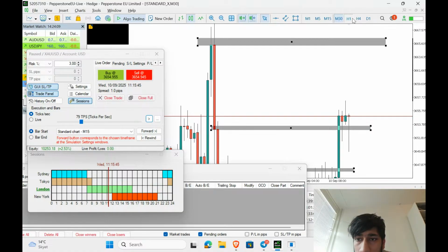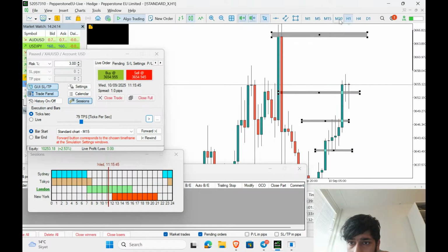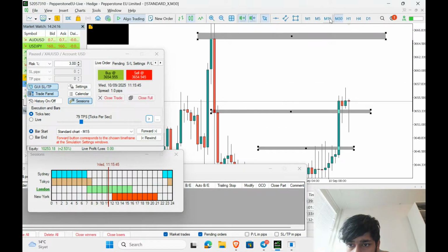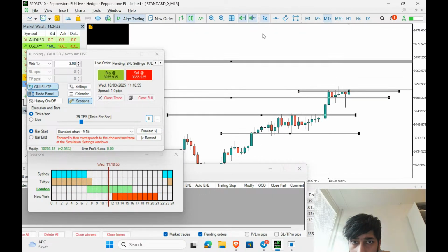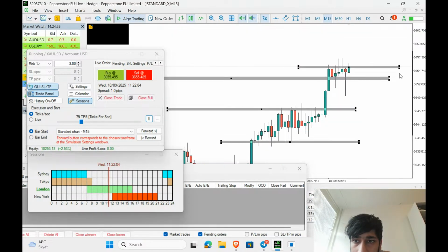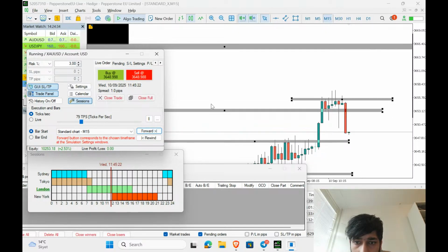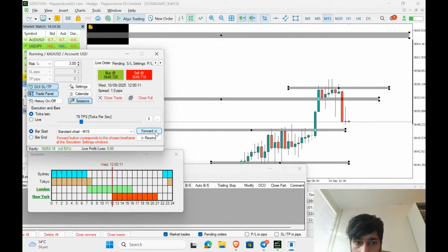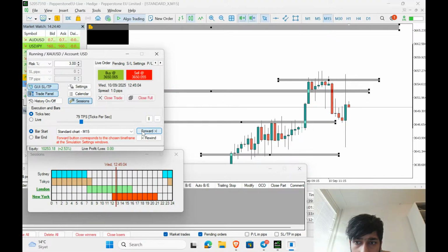M30, H1 formed like this, H4 like this. Yeah, nothing. Just makes no sense. We are consolidating. If this candle closes bullish, then it's proper buys. No. I think it was news.